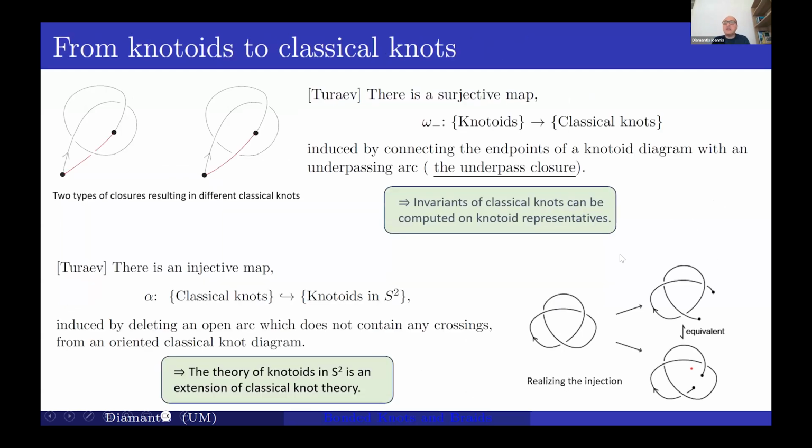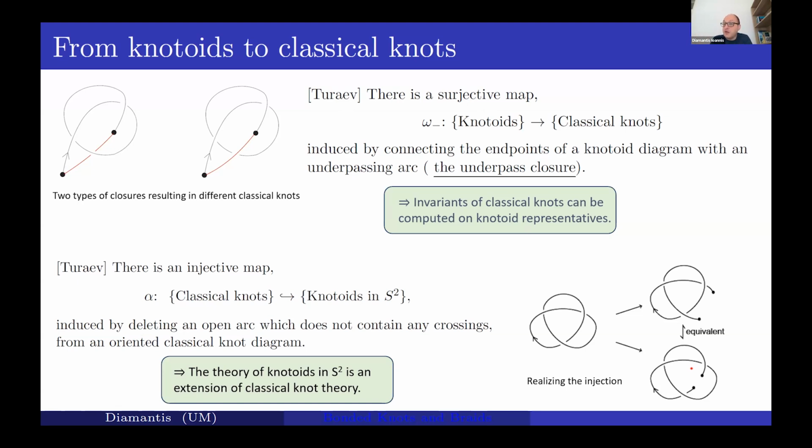Because if that was the case, then every knotoid would be unknotted, a trivial knotoid, an arc. All right, so how are knotoids related to classical knots? This is very interesting. Turaev also proved that there is a surjective map from the set of knotoids to classical knots. What does that mean for us? It means that invariants of classical knots can also be computed on knotoid representatives.